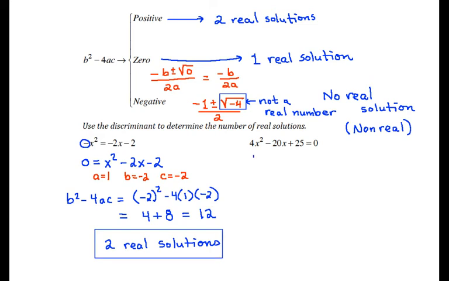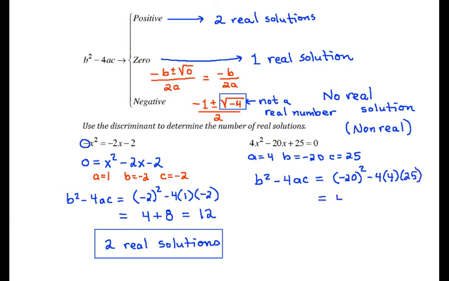Looking at this next example, a equals 4, b equals negative 20, c equals 25. Again, I can go straight into b squared minus 4ac. The terms are already all on one side in this case. B squared is negative 20 quantity squared minus 4 times 4 times 25. This turns out to be 400 minus 4 times 100, which is another 400. So I get a discriminant of 0.